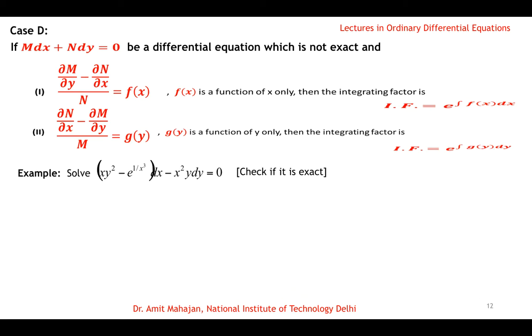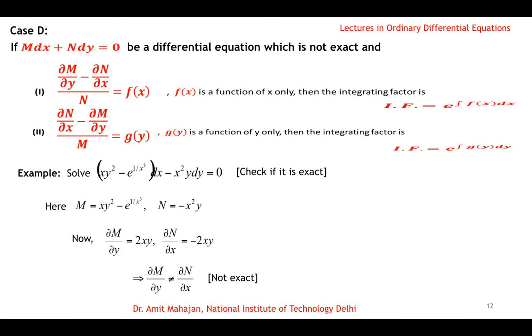Okay, say for example we have to solve (xy² − e^(1/x³)) dx − x²y dy = 0. So the first step is again to check whether it is exact or not. M is this part, N is this second part, minus x²y. If we calculate ∂M/∂y and ∂N/∂x, then ∂M/∂y is 2xy and ∂N/∂x is minus 2xy. So clearly these two are not equal, there is this minus sign difference. So the differential equation is not exact.